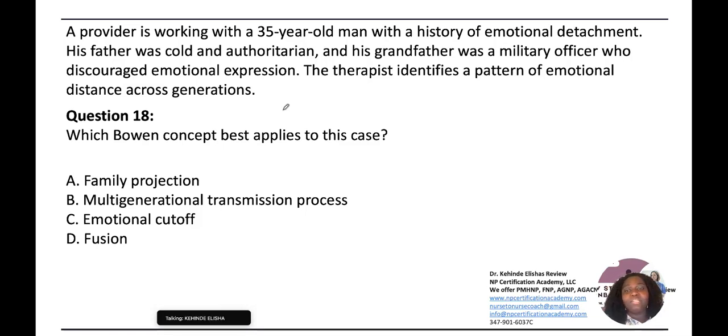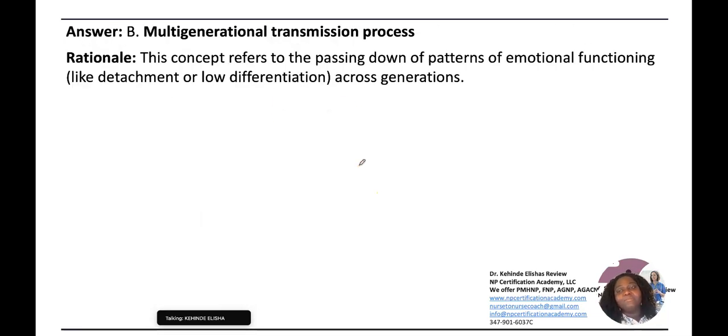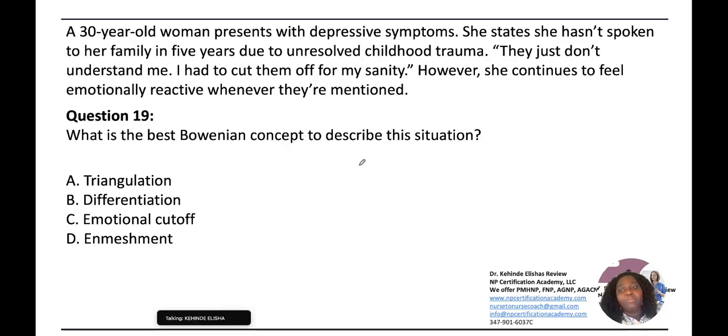Think about the generation to generation. 35-year-old with a history of emotional detachment. His father was cold and authoritarian, so transfer that kind of training to him, right? And then his grandfather was a military officer, so that makes sense that his own father was like that. And he doesn't like people expressing emotions. So now he's going to be going around too without emotional expression. That is multi-generational transmission process. B, final answer. This concept refers to passing down patterns of emotional functioning like detachment or low differentiation across generations.